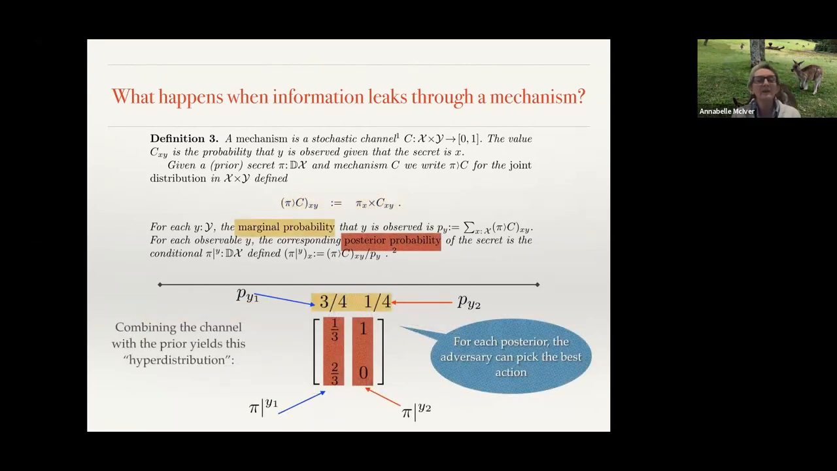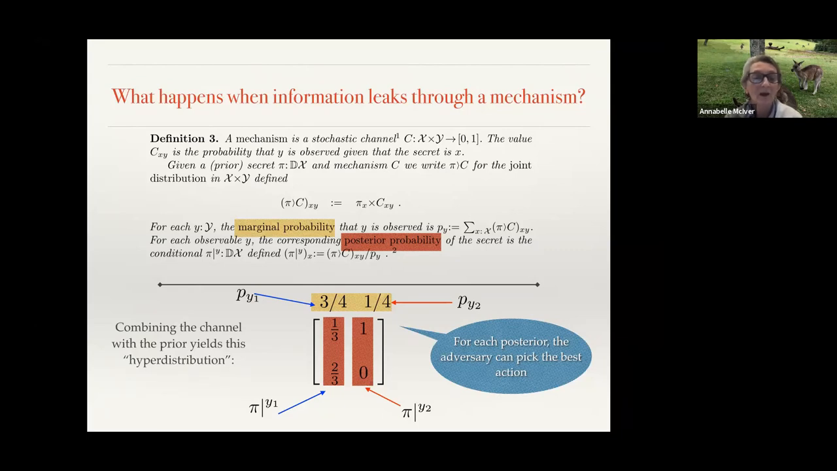Then we do the Bayesian reasoning that the adversary does. Given the joint distribution, we can calculate the marginal probability of each of the observations. The probability that Y1 is observed is 3/4 in this example, and 1/4 that Y2 is observed. Those are the yellow highlighted probabilities in this diagram. And then with respect to each observation, we can do the Bayesian update and calculate the posterior for each of those possibilities.